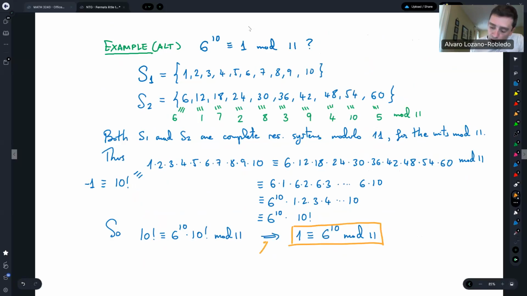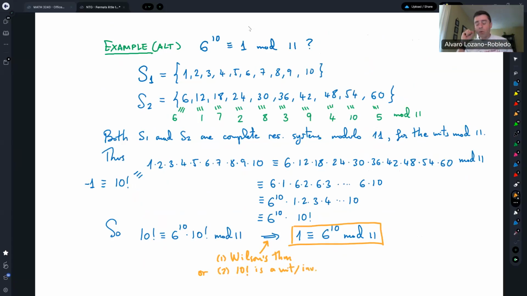So in here, I've used either Wilson's theorem or that 10 factorial is a unit, invertible. Okay, so I can actually multiply by its multiplicative inverse on both sides. But I got that 6 to the 10 is 1 modulo 11. And that is exactly what I wanted. So this proof should work actually for all primes. So we're going to do that.